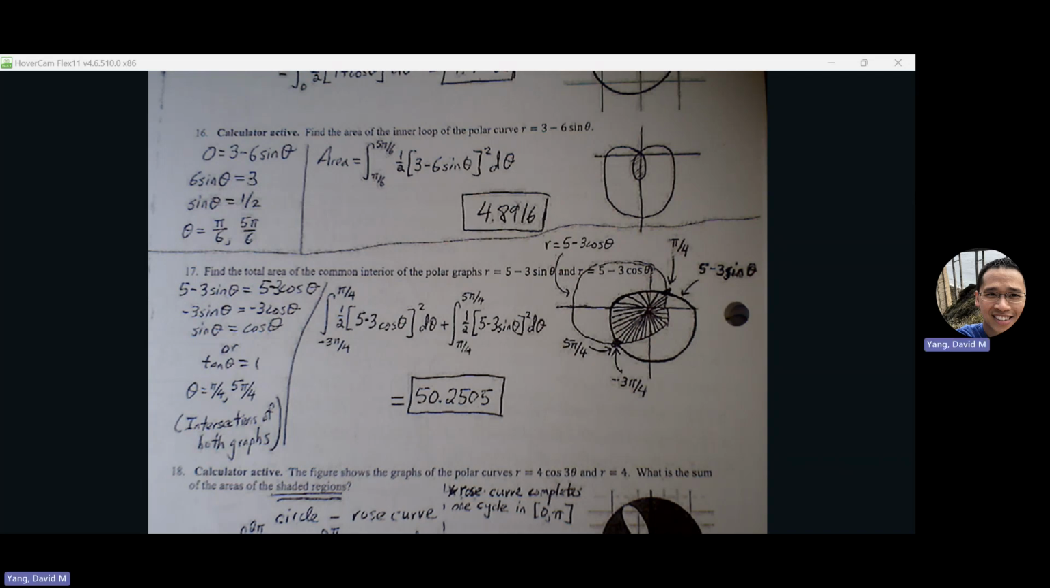But just keep reminding yourself that anytime I want to find area, I'm not just doing top minus bottom, right? We do that for rectangular, but for polar, all our area regions have to build out from the polar 0.